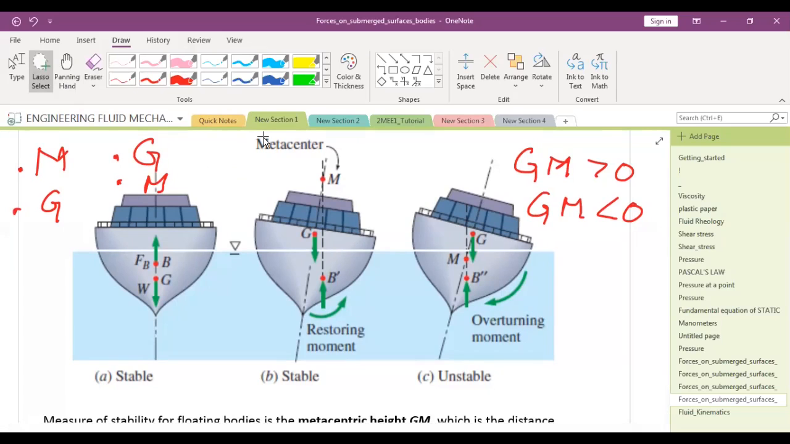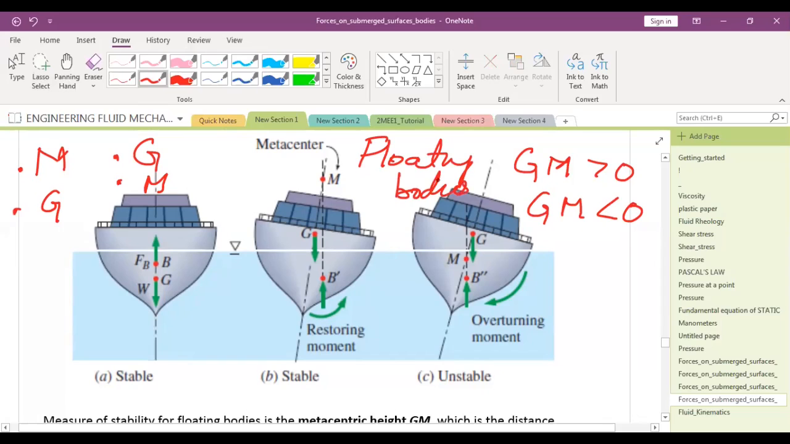किस केस में शिप नहीं डूबेगी? सर, जब GM हमारा greater than 0 होगा, GM is greater than 0 और M is lying above G. Yes sir. ठीक है. So this is the criteria for stability of floating bodies.